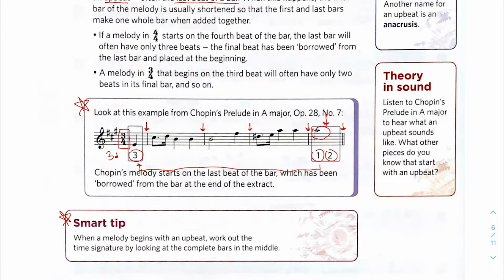Smart tip. When a melody begins with an upbeat, work out the time signature by looking at the complete bars in the middle. So try not to count the beats in the first bar or the last bar because they are not complete bars.